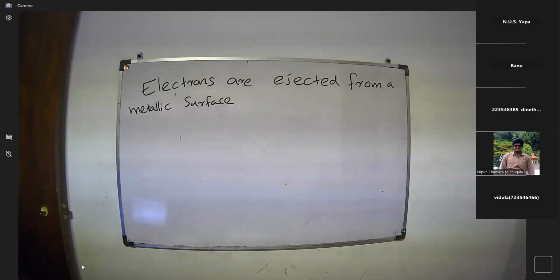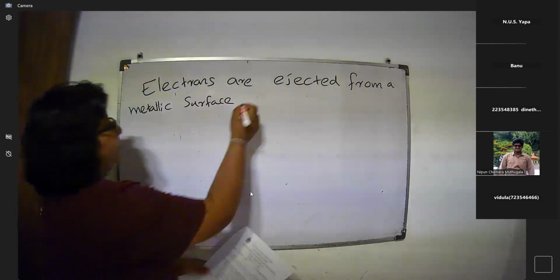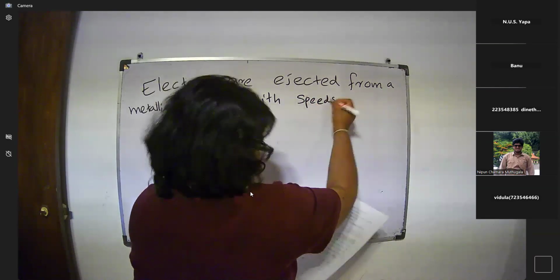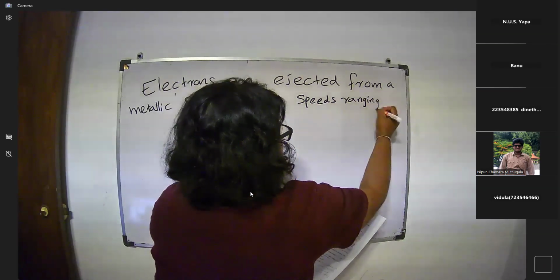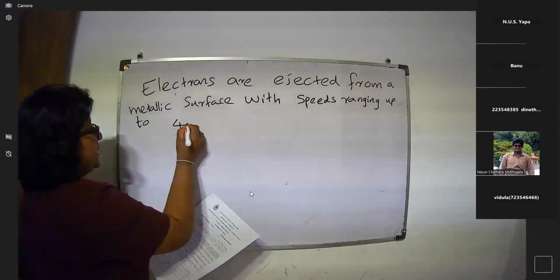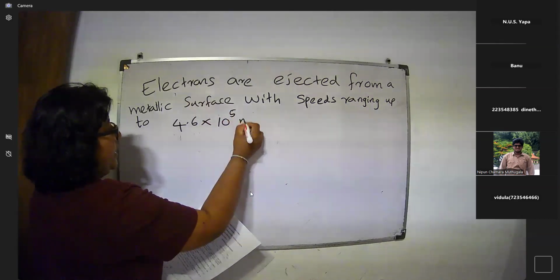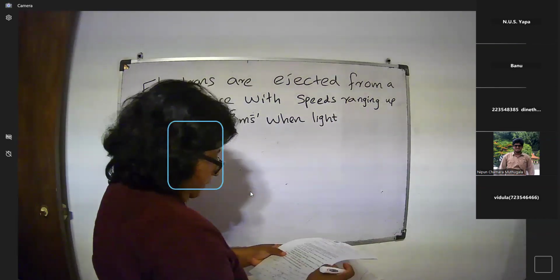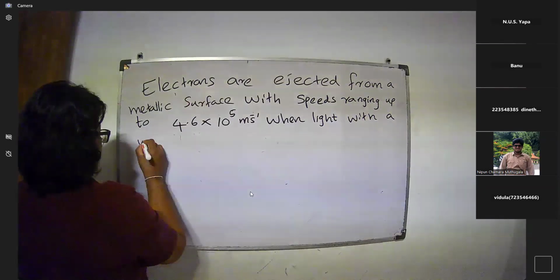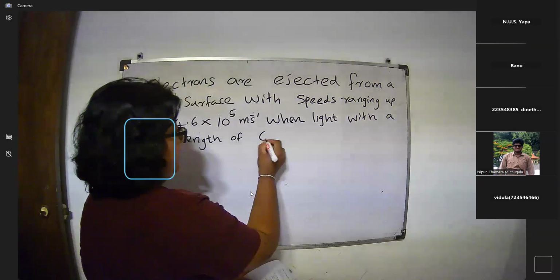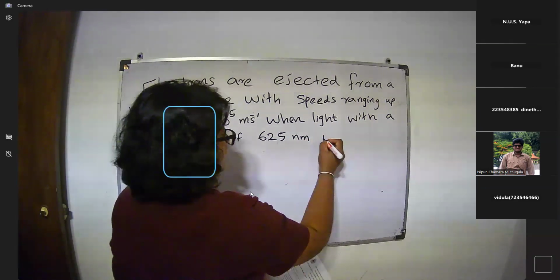Please write down this question. Can you see the screen? Electrons are ejected from a metallic surface with a speed ranging up to 4.6 × 10^5 m s^-1 when light with a wavelength of 625 nanometers is used.